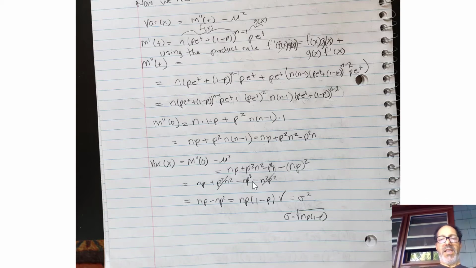So we get np minus np squared. Well, np minus p squared n is the same as, we pull out an n and we pull out a p, so we get np times 1 minus p. So 1 minus p is the opposite of success, the probability of failure. We get np times 1 minus p as the variance for the binomial distribution, and its standard deviation is the square root of sigma squared, so it's the square root of np times 1 minus p.